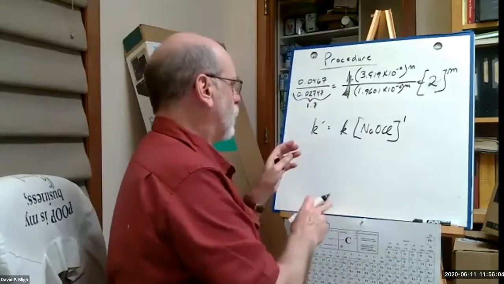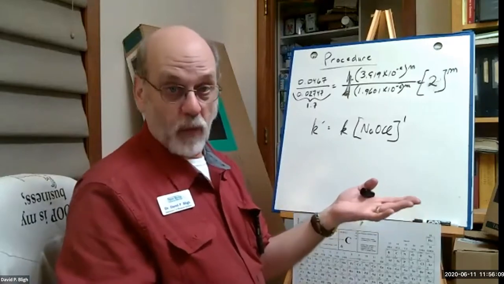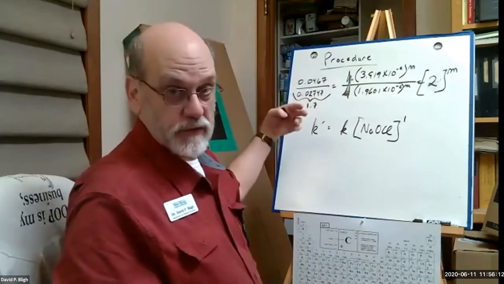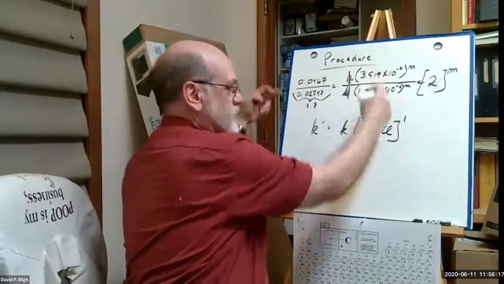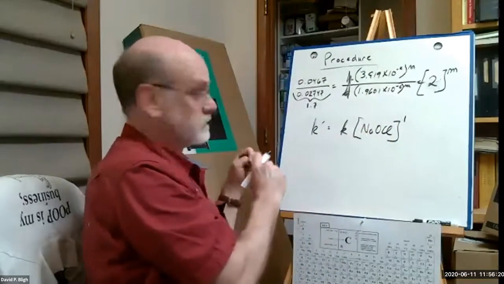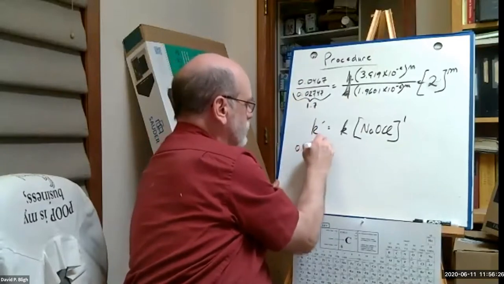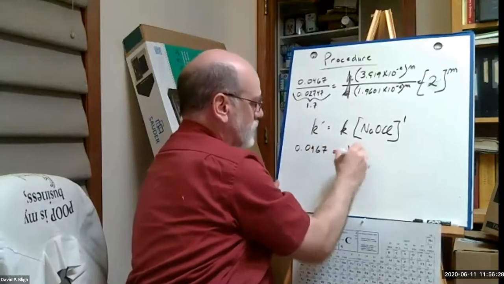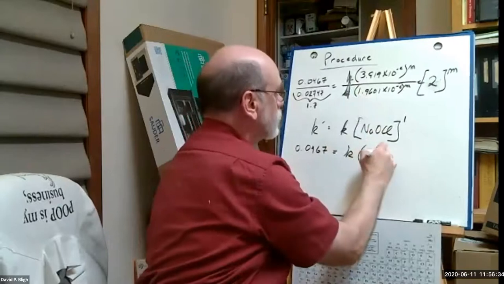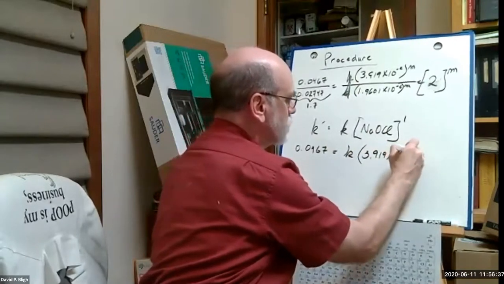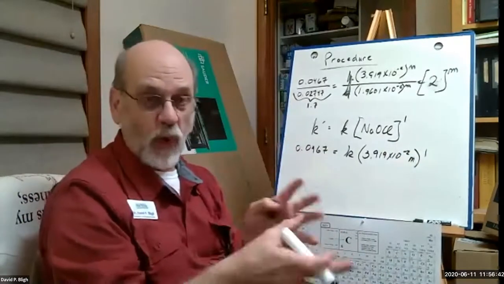So, what's the K prime? Well, you could pick one of either this one or that one. It doesn't matter which, because the K prime is this value for that one, and the concentration that goes with it is that one, right? Okay. So let's use the first one. 0.0467 equals K, which is our unknown, and then the concentration of 3.919 times 10 to the minus 2 molar to the first power. Right? So now we have an equation and one unknown.